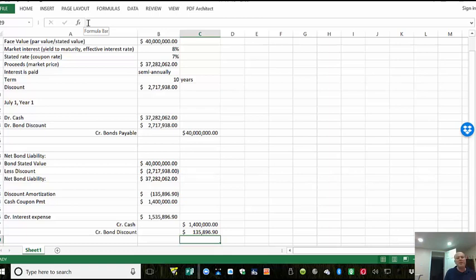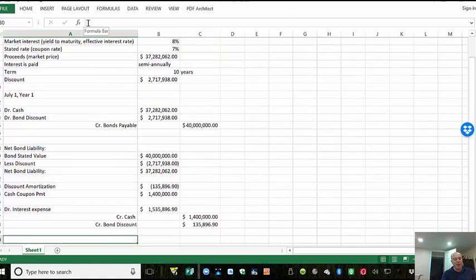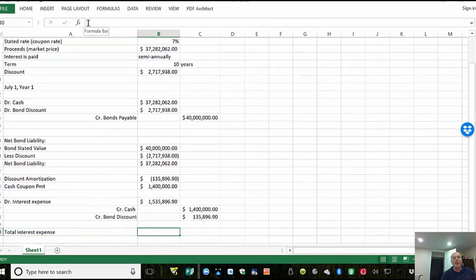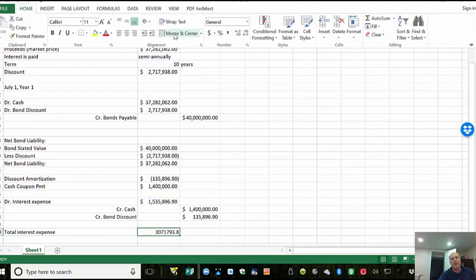What is the total amount of interest expense for year 1? Well, total interest expense for year 1 will be the same interest expense for year 2, and so on, because remember, the entry doesn't change. Now, this is semi-annual, so you need to times it 2, and so the interest expense for the year is, in this particular case, 3,071,794, roughly speaking.